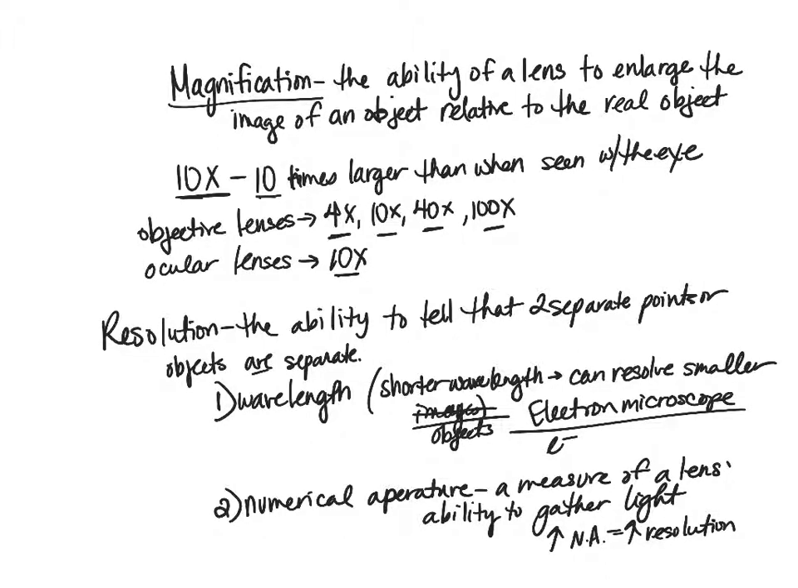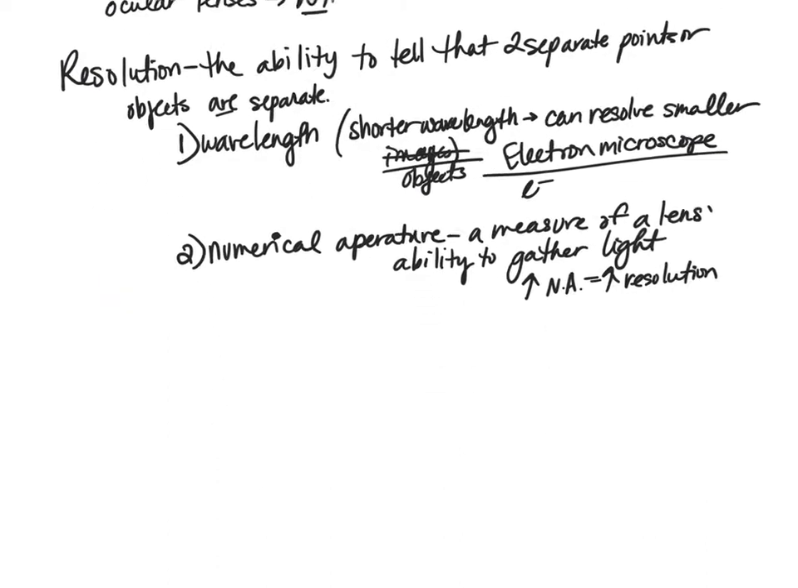So if it can collect more light from that object, the more stuff it can collect, the better the resolution that we're going to have. So if we have a lens that doesn't collect very much light, or it's very, very small, we're not going to see as much resolution.